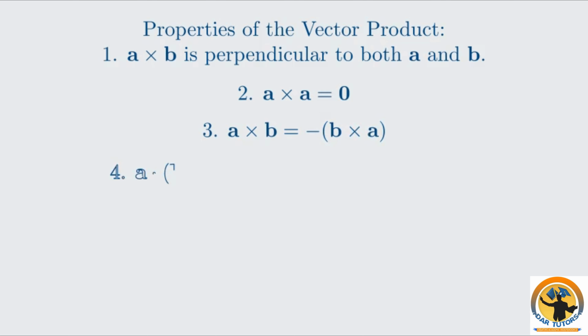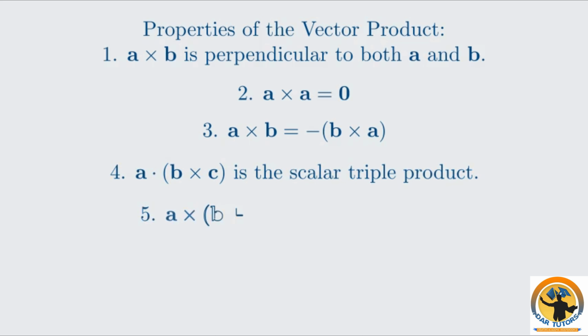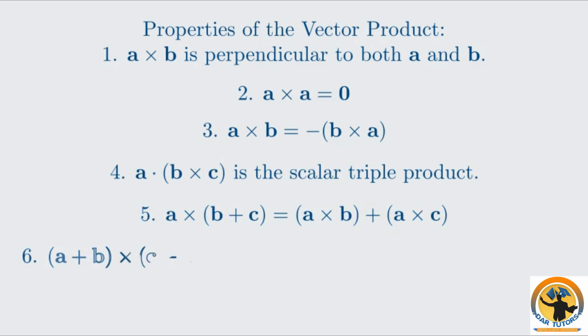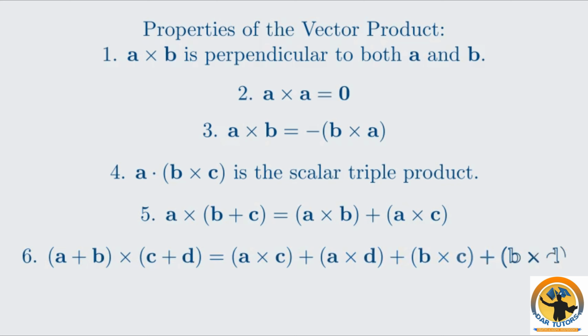Fourth, the scalar triple product is a dot product involving a cross product. It's a scalar value that represents the volume of a parallelepiped defined by the three vectors. We'll explore this in more detail later. Fifth, the vector product is distributive over vector addition. This means A cross (B plus C) is equal to A cross B plus A cross C. And finally, this distributivity extends to the product of two sums of vectors, similar to how you would expand a binomial in algebra, but you must maintain the order of the vectors.